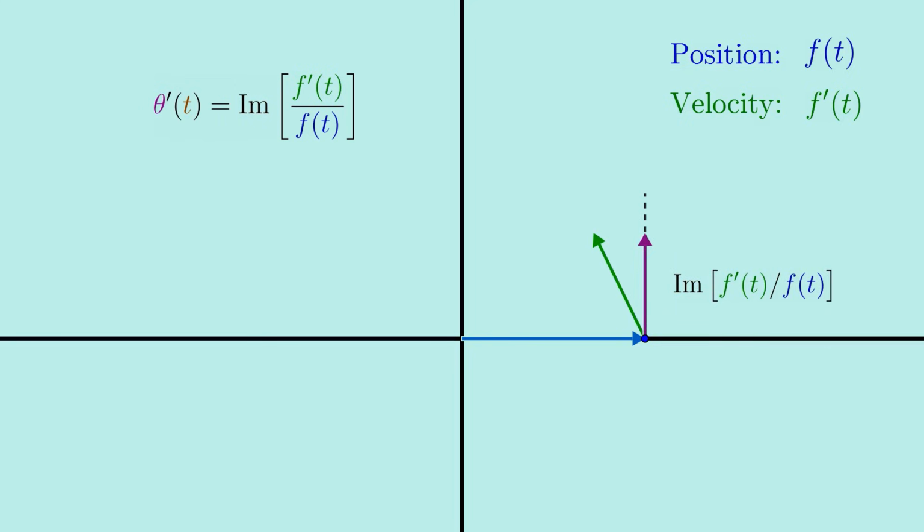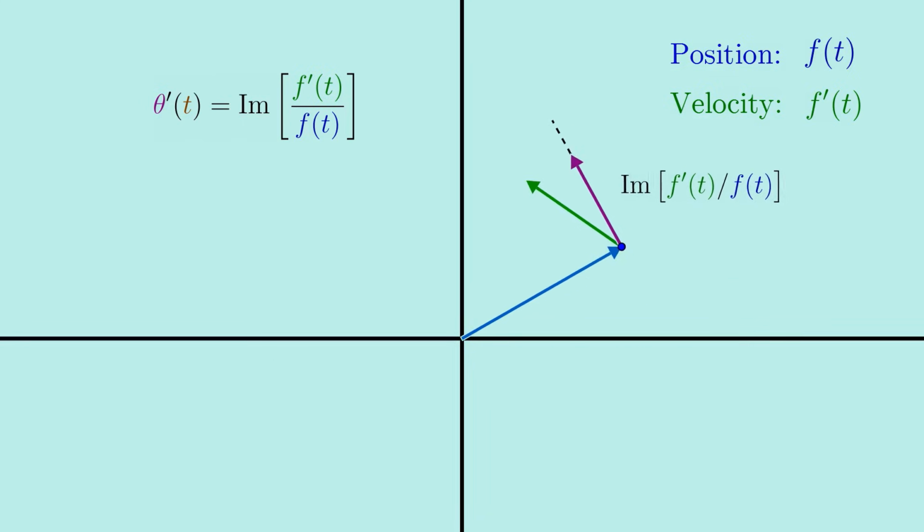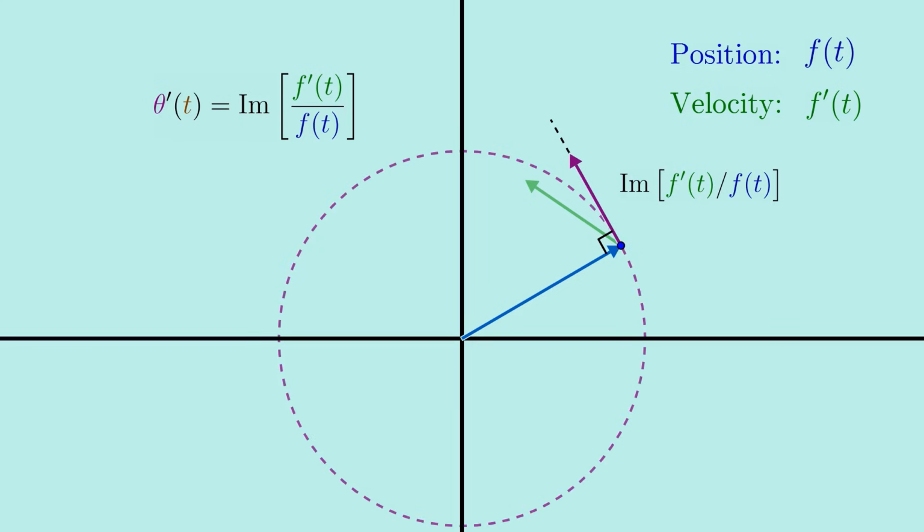But since the velocity vector was rotated backward by the angle of the position vector, the vertical component here really represents the component of the original velocity vector in the direction perpendicular to the position vector. And since the position vector always extends radially away from the origin, the velocity component perpendicular to it really represents the circular component of the velocity vector around the origin at time t.